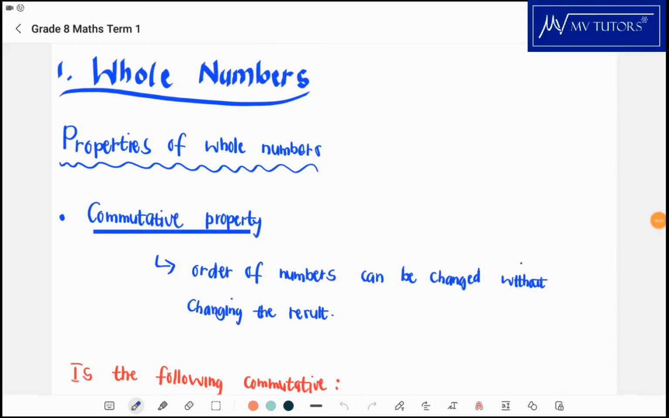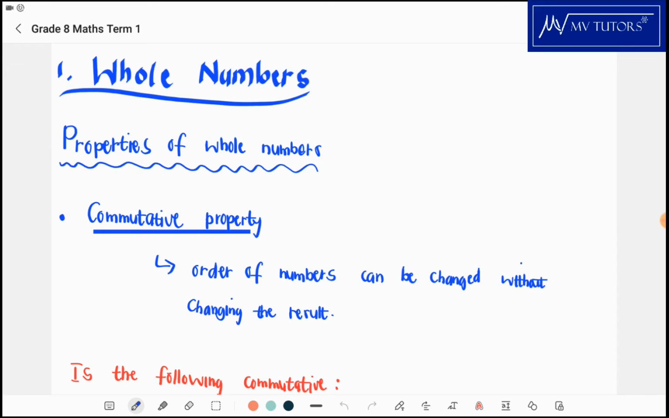Alright, so let's go to whole numbers. We are going to look at properties of whole numbers. What are whole numbers? Well, numbers starting from 0 all the way to infinity, because we don't really know where numbers end. So we can't say it's from 0 to 1,000 or 0 to 1,000,000. They're never ending. So numbers starting from 0 to infinity.